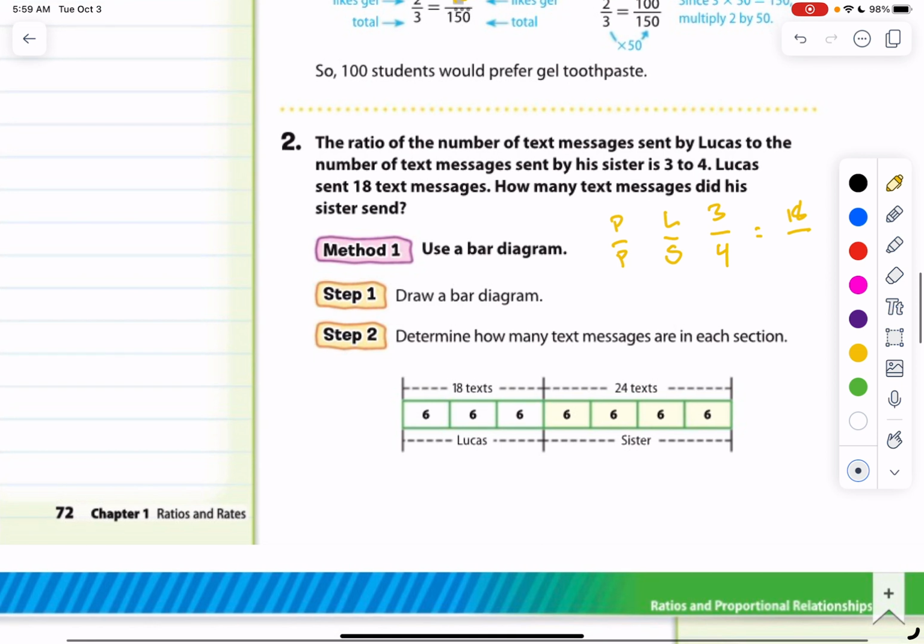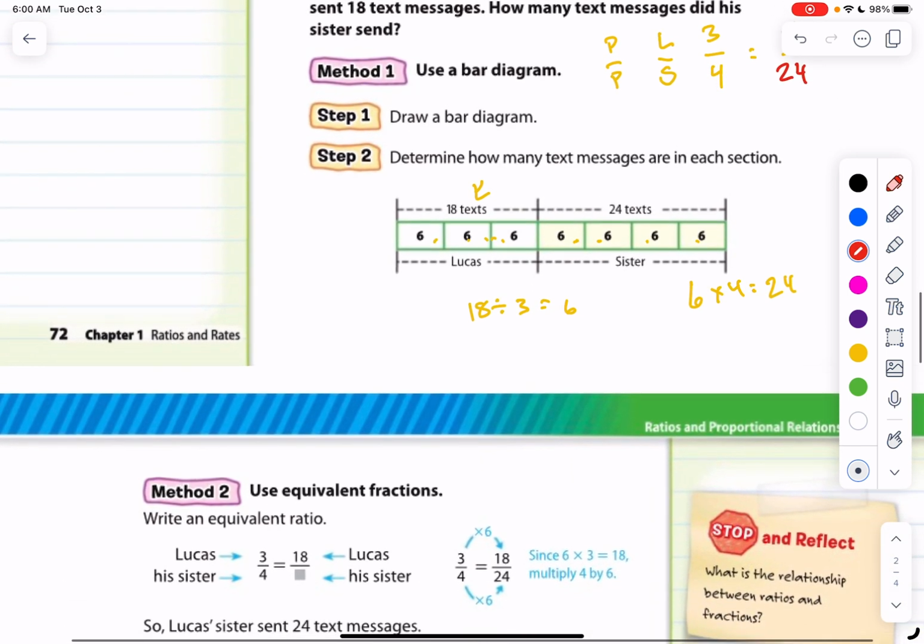All right, so here's the tape diagram. And we see 3 parts, 1, 2, 3 for Lucas and 4 parts for his sister. And we see that Lucas sent 18 texts, while 18 divided by 3 is 6. And that's how they derived that they should put a 6 in each of the 3 parts, and in fact, all the parts. Well, now we know that if every part is worth 6, and sister sent 4 parts to 3, then we should do 6 times 4, which is 24. His sister sent 24 text messages.